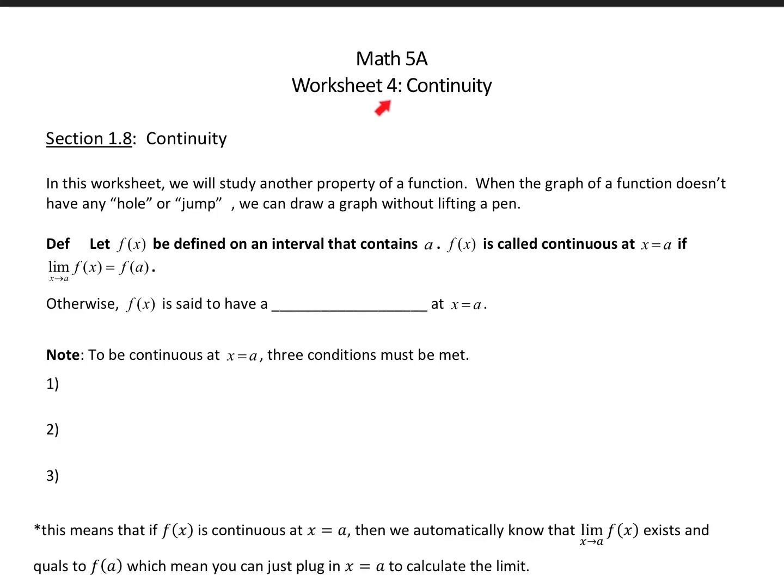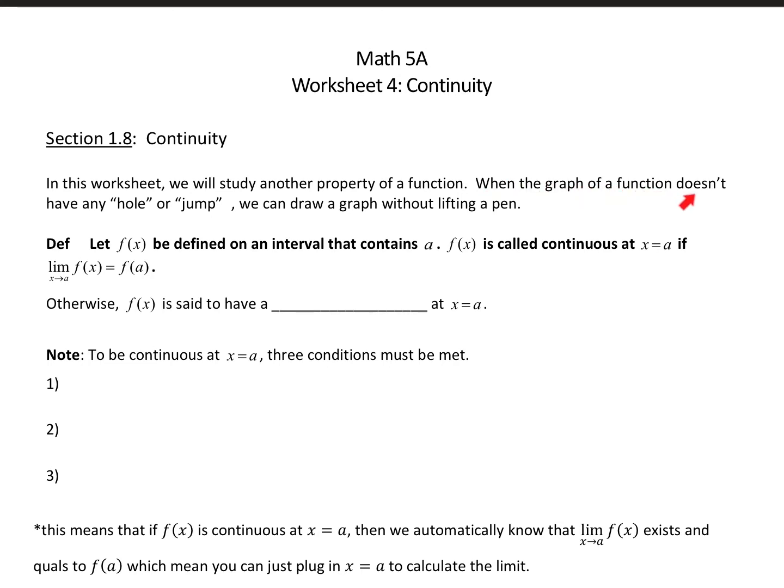All right, welcome to worksheet number 4, continuity. This corresponds to section 1.8 in our textbook. In this worksheet, we'll study another property of a function. Before, we studied the concept of limit and how the graph looks when the limit exists. Here we'll talk about the concept of continuity, which includes the property of a limit as well.